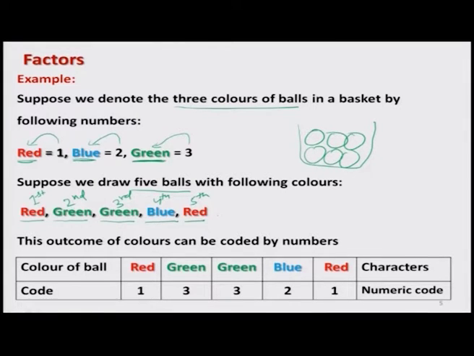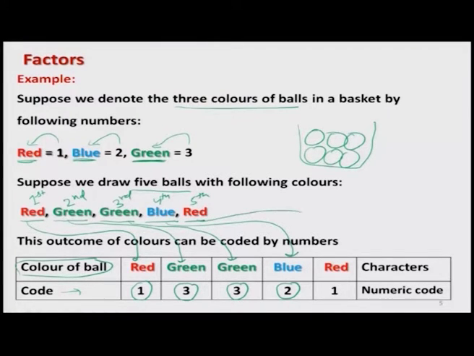Now, I try to code this color using numerical codes. I define the color of the ball, which is a character string, and then I define the code. We have the first ball, red, with numerical code 1. Then the green ball, whose numerical code is 3. Then the third ball, green again, with code 3. Then the fourth ball, blue, whose code is 2. And finally, the red ball, whose numerical code is 1.